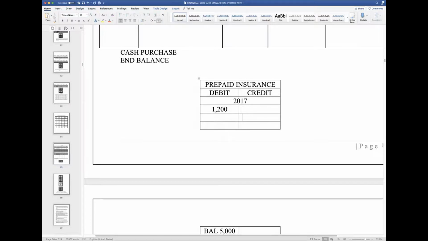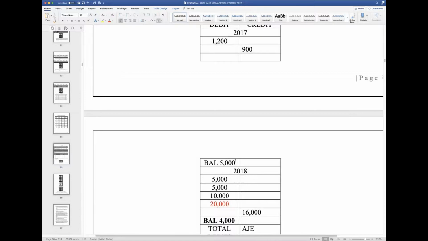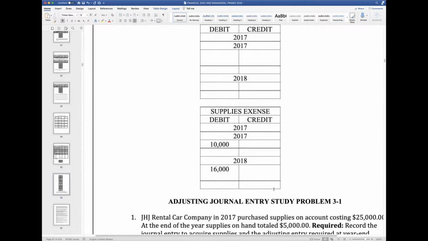Okay. So we said 900 was gone. Prepaid insurance, that leaves what? 300. Wait, where did it go? Unless I'm trying to write it down on the paper. Okay. Then we'd have this will be insurance expense now. Prepaid.